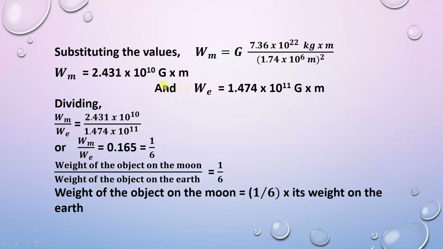Now let's compare these two. While comparing Wm and We, dividing these two, gm gets cancelled with gm, and on solving this we get the answer to be 1/6. It is just the calculated value. ठीक है, आप ट्राई कर सकते हो इसको सॉल्व करने के लिए and your answer is going to come like this. ठीक है, so otherwise you can memorize it also कि weight of object on moon upon weight of object on earth is 1/6.